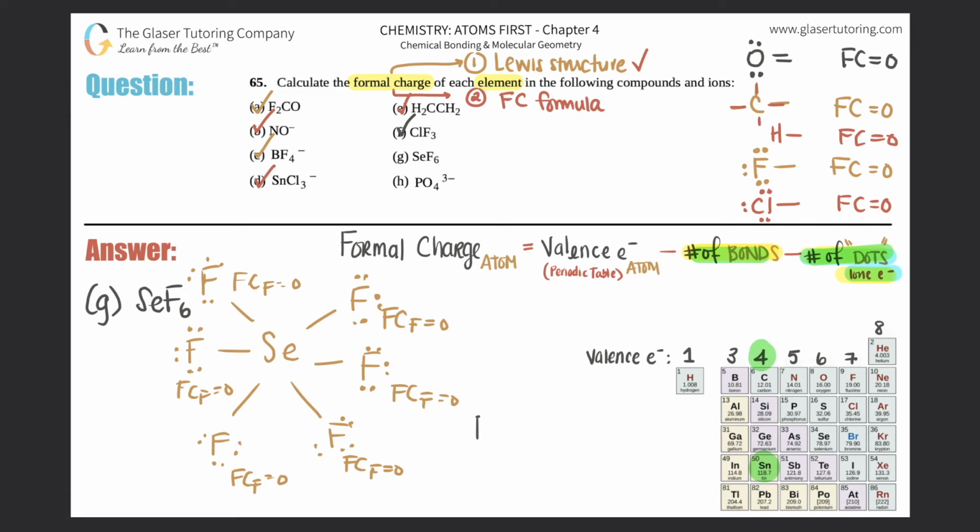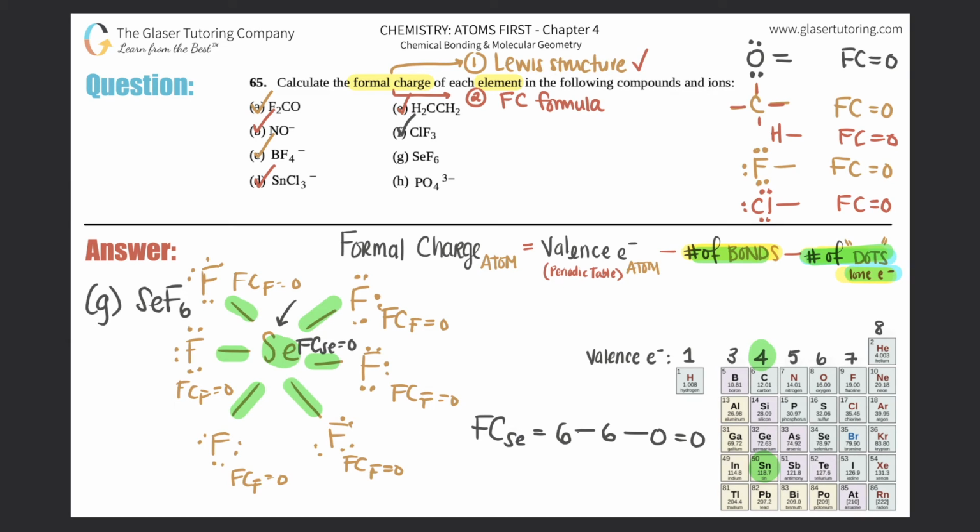So let's try that one. Formal charge of selenium. Start with valence electrons. Selenium's over here. Valence is 6. So it would be 6 minus the number of bonds. Selenium has 1, 2, 3, 4, 5, 6. So that's 6. Minus, how many dots do you see that this selenium has? There's no dots around selenium. So 6 minus 0 is 0, and the formal charge for this selenium is 0.